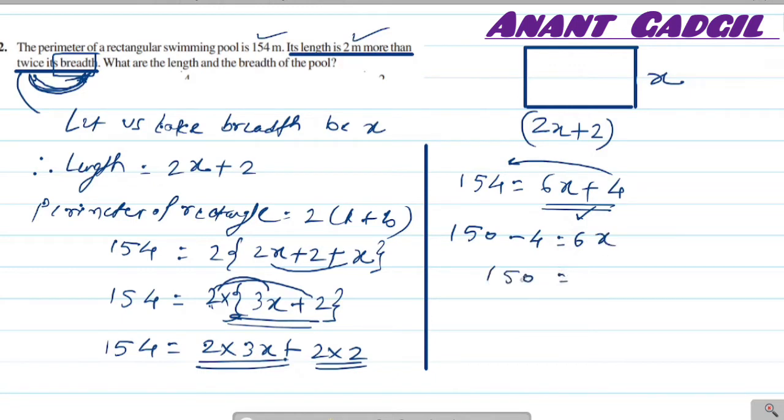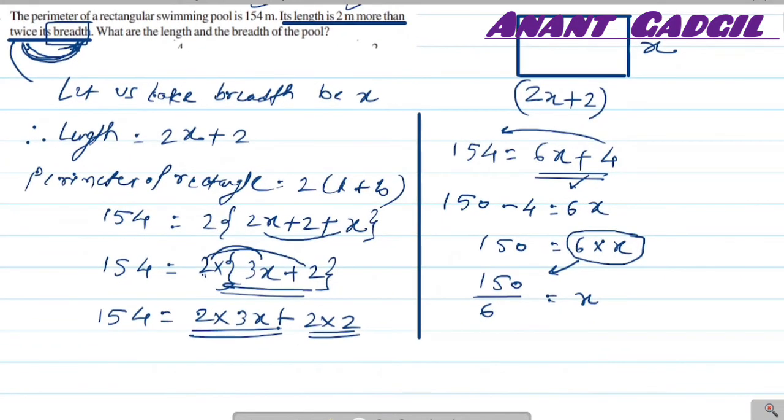So 150 is equal to 6x, and now what do we do? We take this 6 on the other side. As it was multiplying 6 here, so it will become divide. Now I divide this 150 by 6 and I get the answer as 25.